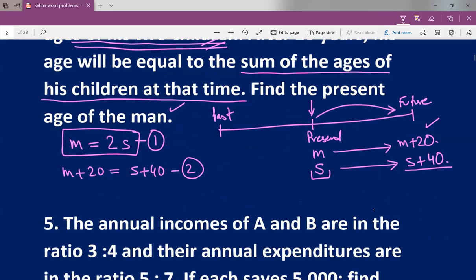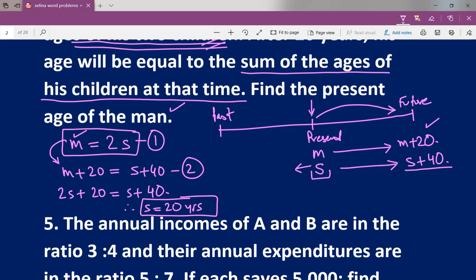Again, a simple equation to solve. I just take the value of M and put it here. So I have 2S plus 20 is equal to S plus 40. Therefore, S is equal to 20. So S is equal to 20 implies that the sum of ages of his children as of today is 20 years. Man is twice the age of his children today, so he will be 40 years.